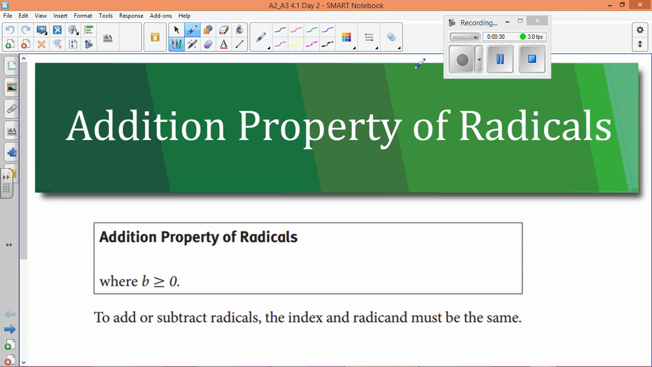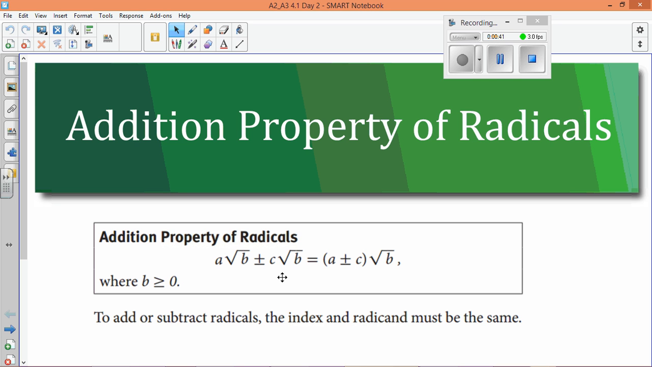So this is termed in this blurb here to be the addition property of radicals, but this is really addition and subtraction. So a root b plus or minus c root b is equal to a plus or minus c, quantity root b. What that essentially means is that to add or subtract radicals, the index and the radicand must be the same. Now, index, that's a new word that we haven't seen before. The index is 2 for a square root, 3 for a cube root, 4 for a fourth root, etc.